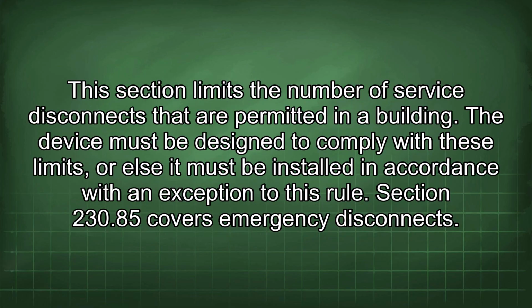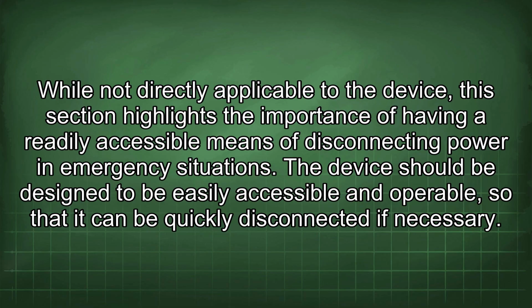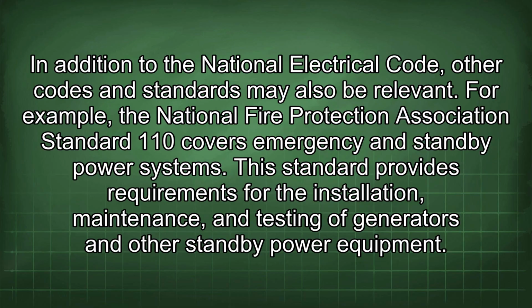This section limits the number of service disconnects that are permitted in a building. The device must be designed to comply with these limits, or else it must be installed in accordance with an exception to this rule. Section 230.85 covers emergency disconnects. While not directly applicable to the device, this section highlights the importance of having a readily accessible means of disconnecting power in emergency situations. The device should be designed to be easily accessible and operable, so that it can be quickly disconnected if necessary.